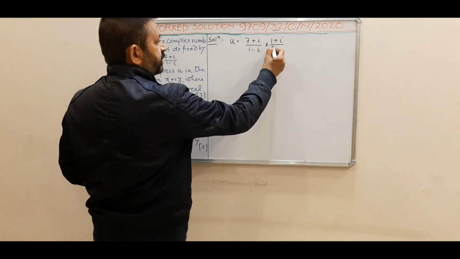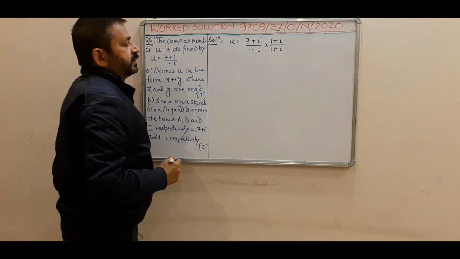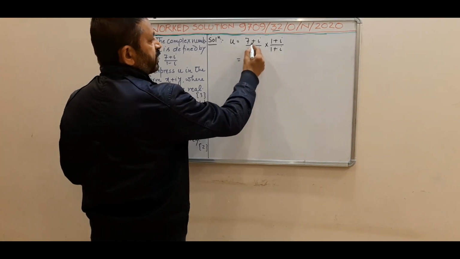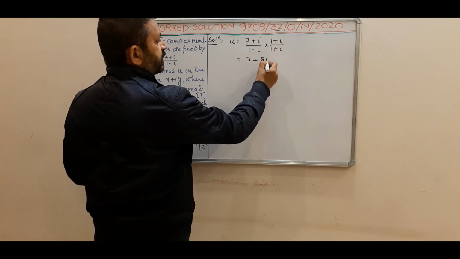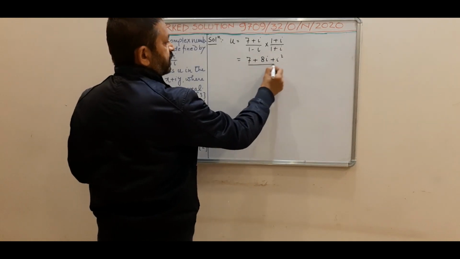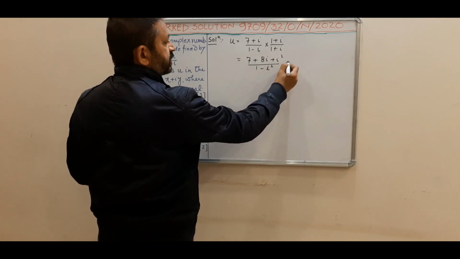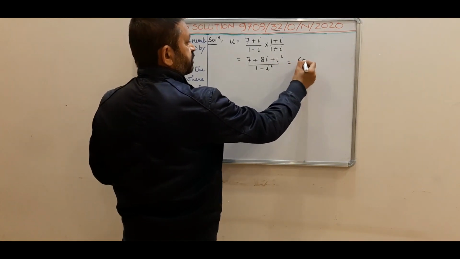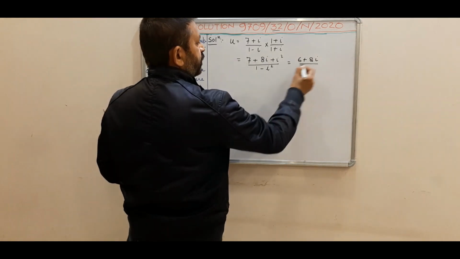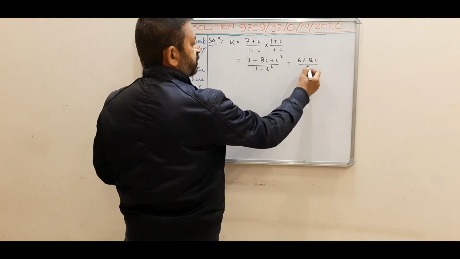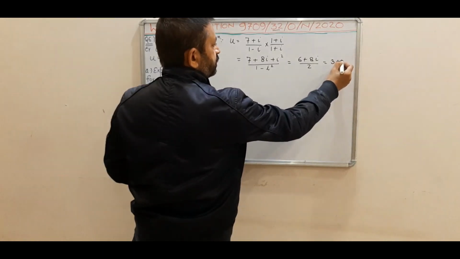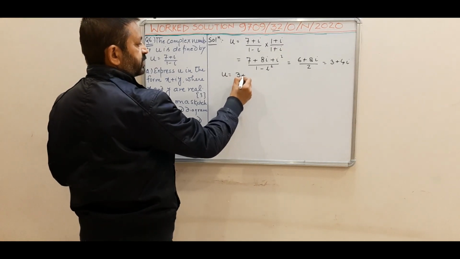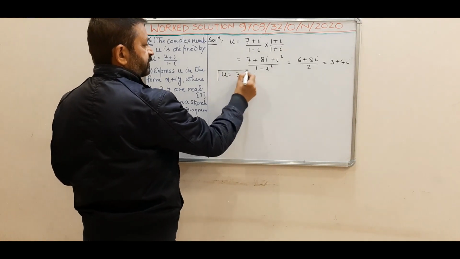We'll multiply with the conjugate of 1 minus i in the numerator and denominator as well. It will become 7 plus 8i plus i square, and in the denominator it will be 1 minus i square. I square is minus 1, so it will become 6 plus 8i upon, i square is minus 1, so 1 minus minus 1 will be 2. 3 plus 4i. So this is the value of u in the form x plus iy. This is the first part's answer.